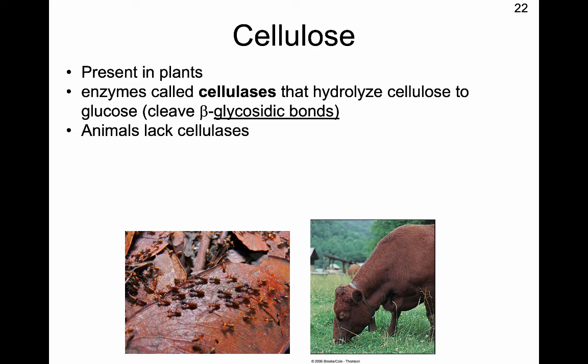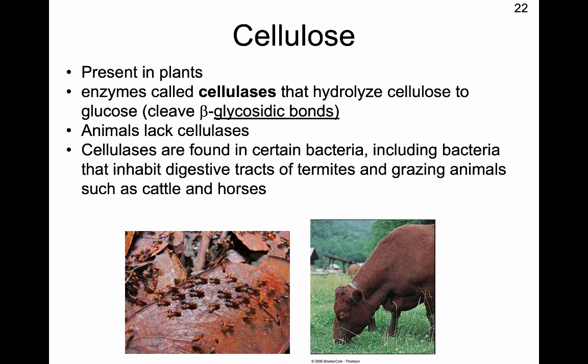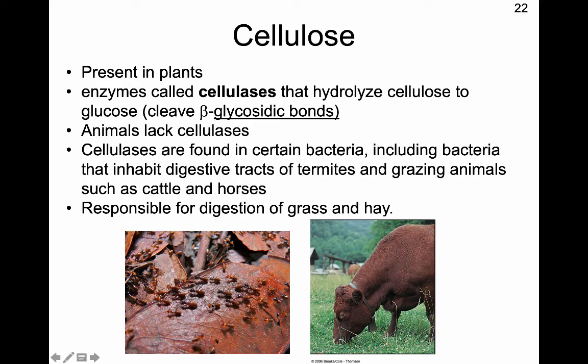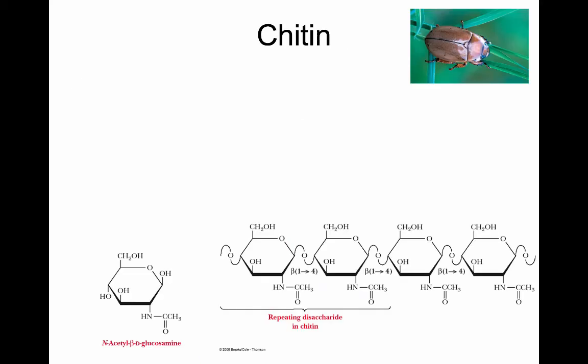So animals, like us, we lack cellulases. So we can't actually go around eating hay because we don't have the enzymes to break down cellulose. However, cellulases are found in certain bacteria, especially those in the digestive tracts of termites, as well as those of grazing animals such as cattle and horses. And that's what allows cattle and horses to digest grass and hay, or termites to digest wood. Another type of homopolysaccharide is chitin.